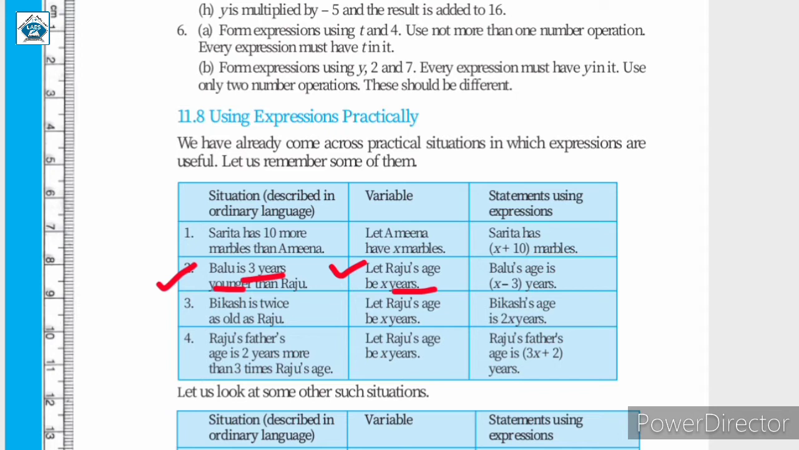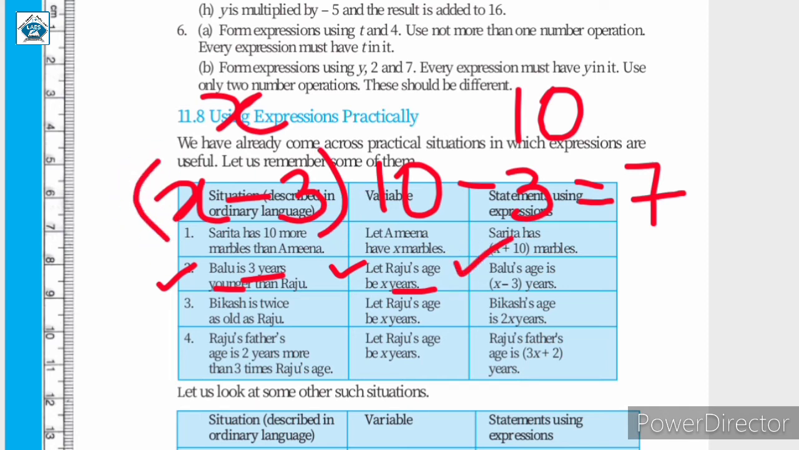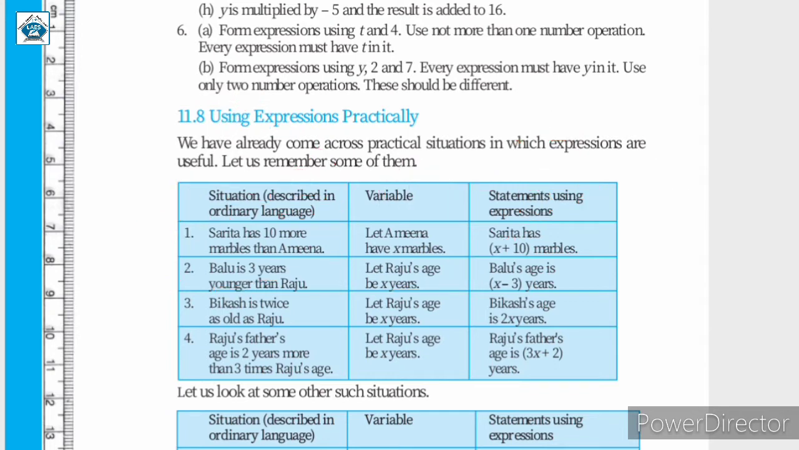तो अगर राजू, if he is 10 years old, then Balu is 3 years younger. That is 10 minus 3, which is equal to 7 years. In the similar manner, since we suppose X to be Raju's age, then Balu's age will be 3 years less, that is minus 3. So X minus 3 is Balu's age. Balu's age is X minus 3 years. That is the statement we get using the expression. In the similar manner, we are given other situations as well for which we can find the expressions.